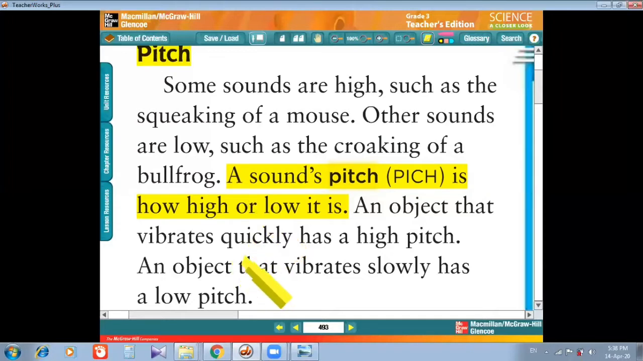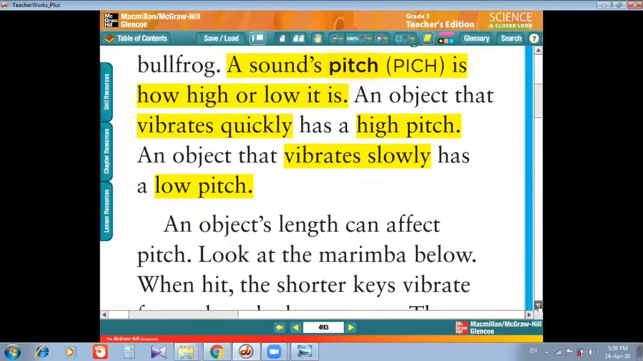An object that vibrates quickly has a high pitch. Those objects which vibrate quickly have high pitch, or their sound is very sharp. An object that vibrates slowly has low pitch. Those objects that vibrate slowly have low pitch, or their sound is not sharp. So objects that vibrate quickly have high pitch. Objects that vibrate slowly have low pitch.